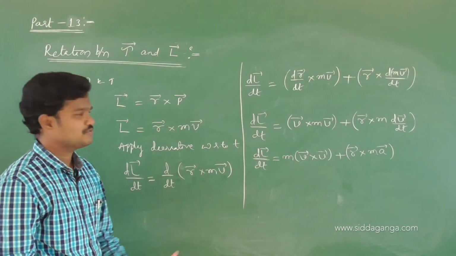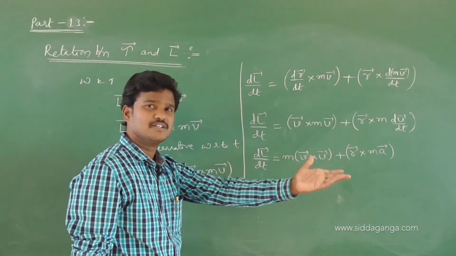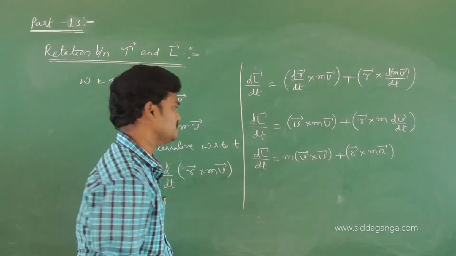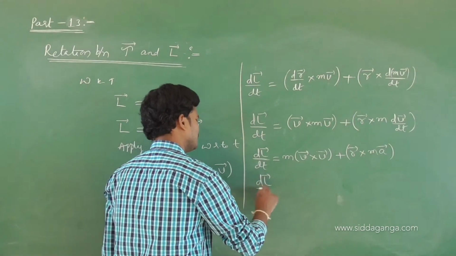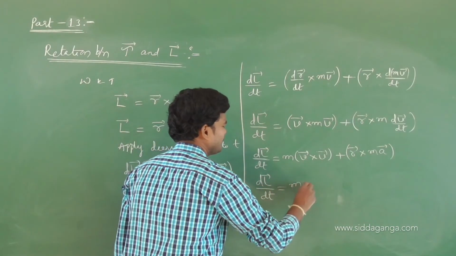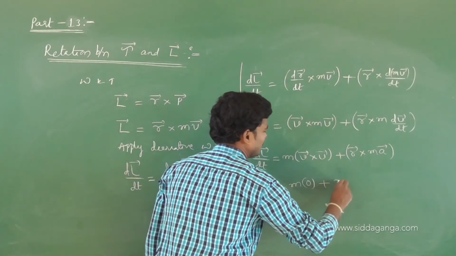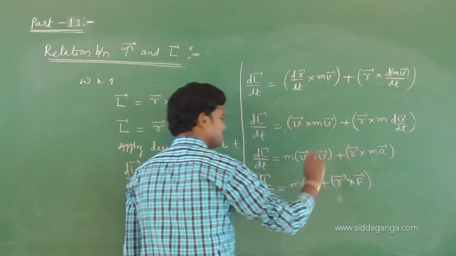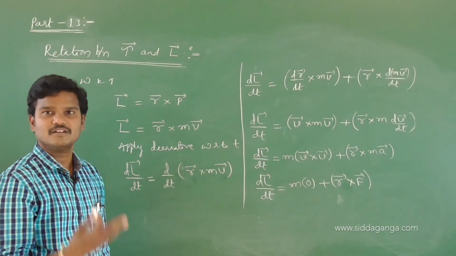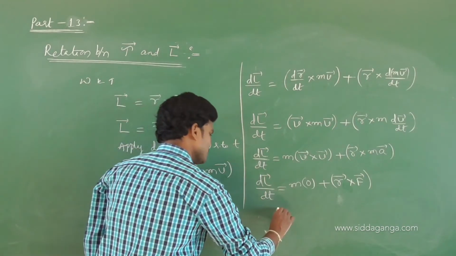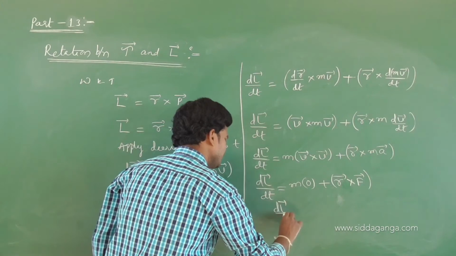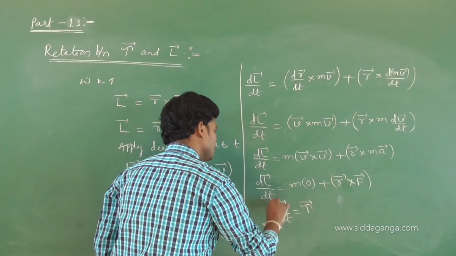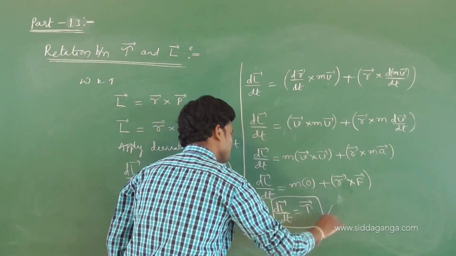Recall the cross product rules. i cross i is 0, j cross j is 0, v cross v. Cross product of two same vectors is always 0 because the angle is 0. So dL bar by dt is m into 0 plus r bar. What is m into a? F. What is r cross F? r cross F is nothing but torque tau. So dL bar by dt is equivalent to tau bar, because r cross F is tau and m into 0 is 0. Now dL bar by dt is tau.